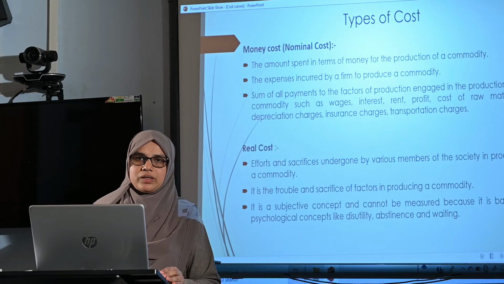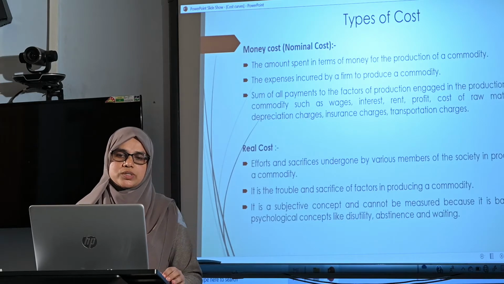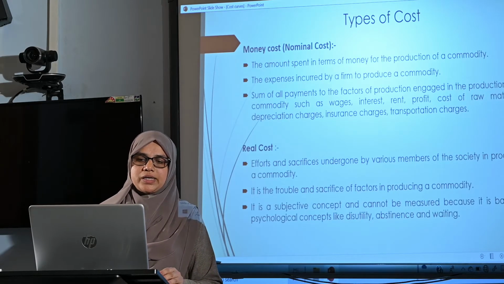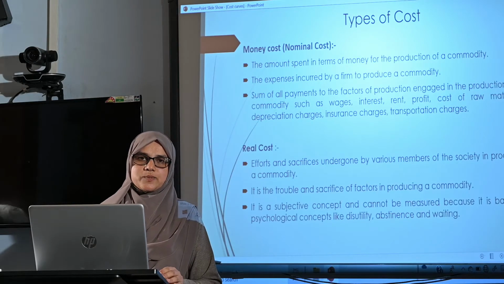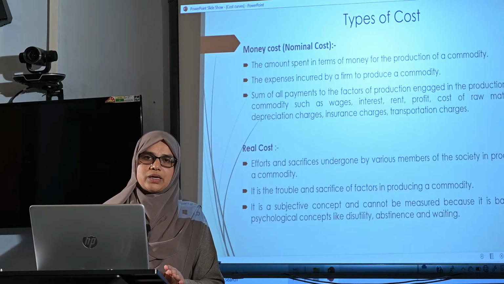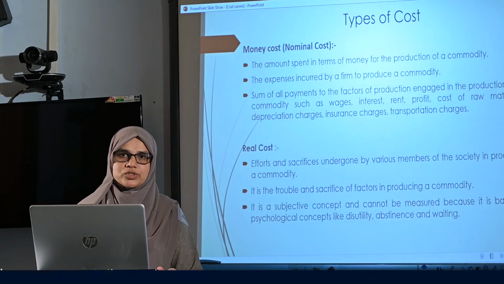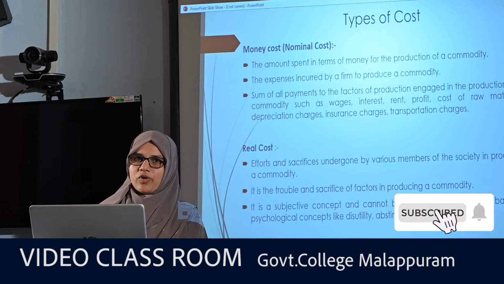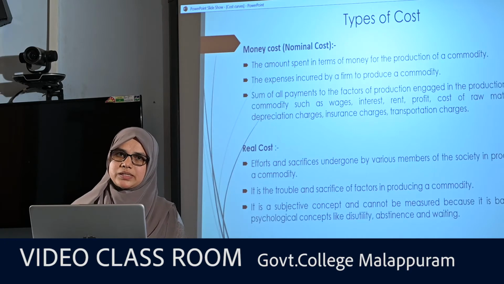Now let us see different types of cost. First one, money cost or nominal cost. It is the amount spent in terms of money for the production of a commodity. These are the expenses incurred by a firm to produce a commodity. It is the sum of all payments to the factors of production engaged in the production process of a commodity, such as rent, wages, interest, profit, cost of raw materials, insurance charge, depreciation charges, etc.